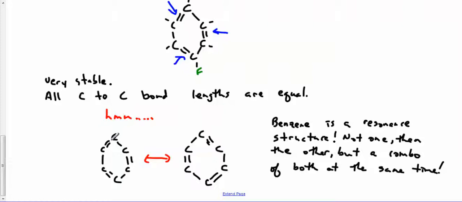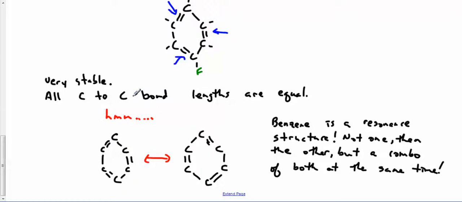It's not this structure, which I've redrawn, or this one, made by moving the double bonds and single bonds, rotating them all by one carbon. It's not this one and then this one. It's a combination of both at the same time. Resonance structure, like when we were back in Unit 1. So it's a combination. That would account for why all the carbon bonds are the same.